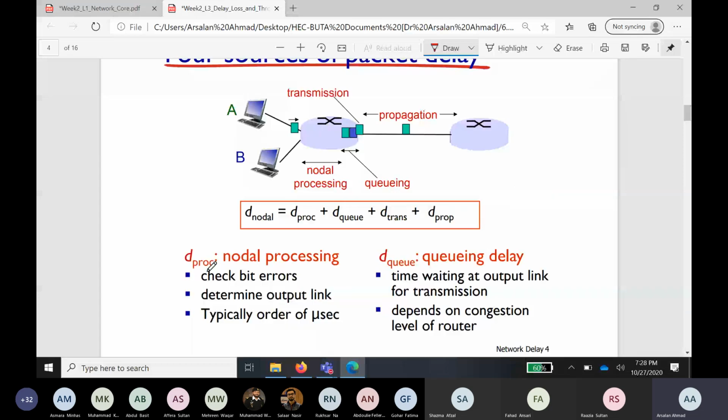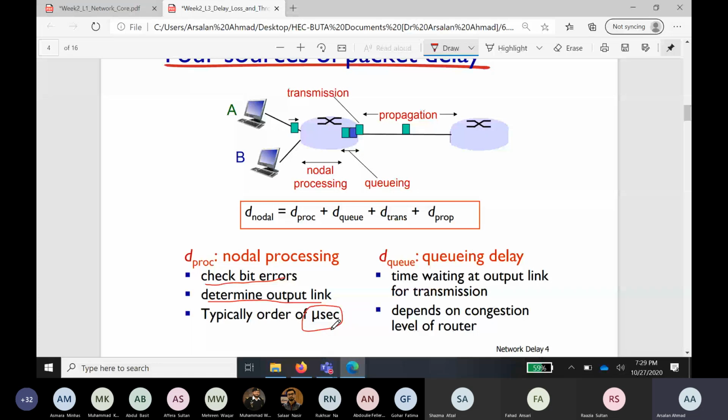So, first of all, the processing delay, it's the simplest one. dproc, the nodal processing delay. Just like the name suggests, it is the delay required by a device or a router to process the packet. In processing, several things come in. For instance, the device may have to check for bit errors, I mean, calculate the checksum or things like that. It may have to determine the output link. For example, it has to unwrap the IP header, look into the destination IP, and then decide which port to transmit on. Typically this delay is in the order of microseconds.